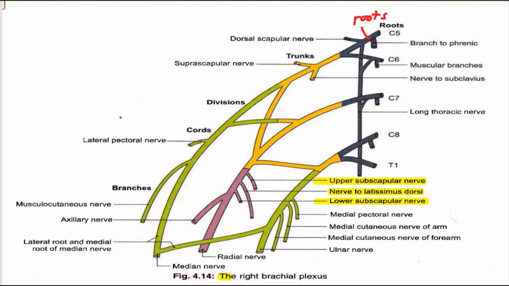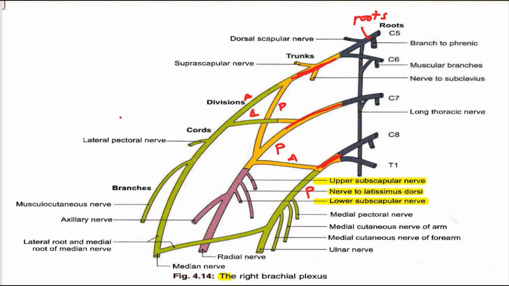So roots C5 and C6 will join and will form the superior trunk. This is the superior trunk. And then root C7 will continue as the middle trunk. C8 and T1 will form the inferior trunk. And then these trunks will divide into divisions. So each trunk will divide into the anterior and the posterior division. Anterior, posterior, anterior, posterior division.